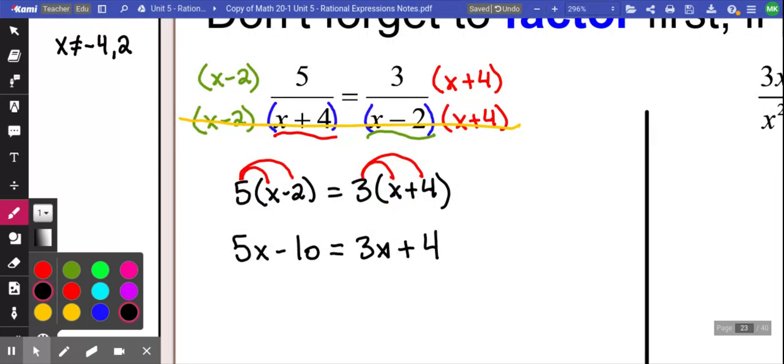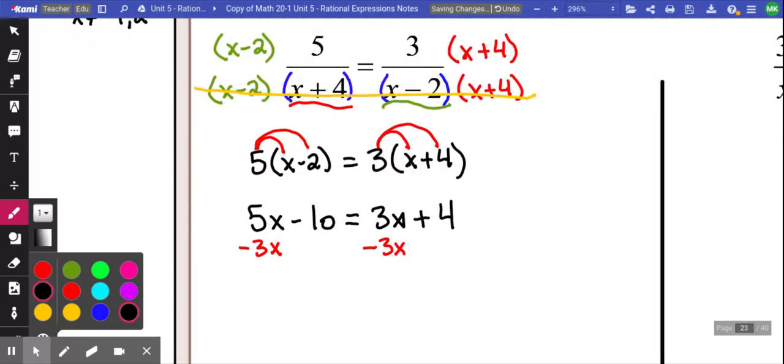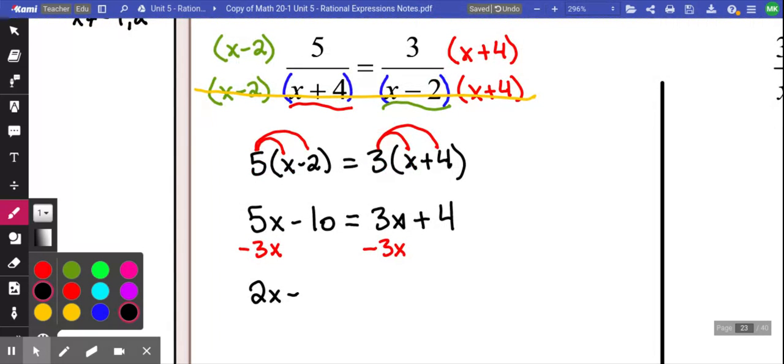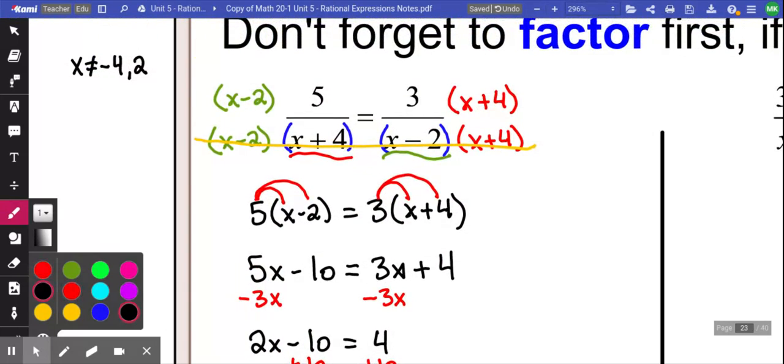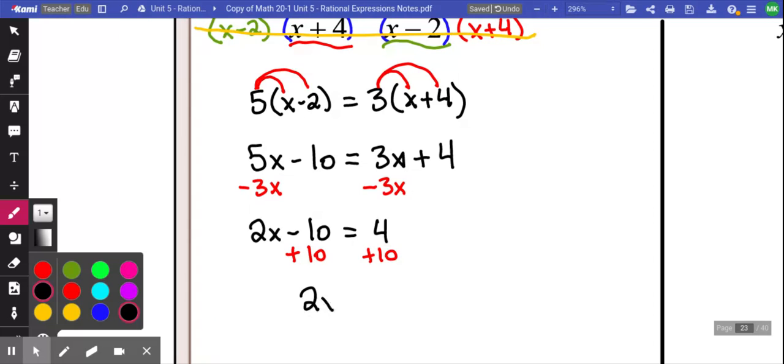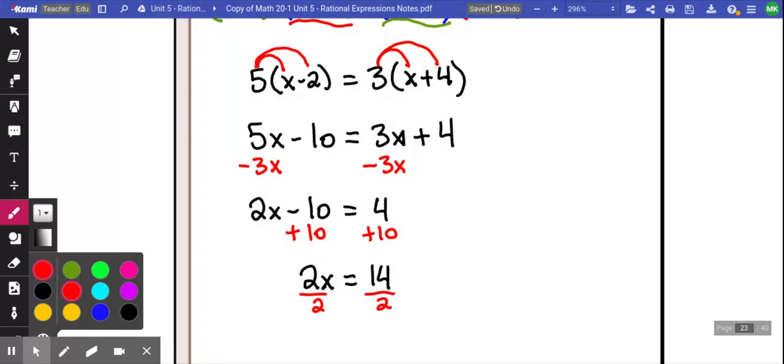This is a linear equation because the highest exponent is 1. I solve linear equations by moving my x's to the same side. So I subtract my 3x over there. That gives me 2x minus 10 equals 4. I need to add my 10 to the other side. That gives me 2x equals 14. And then I divide both sides by 2 to get my final answer of x equals 7.